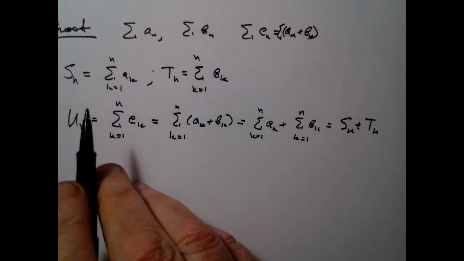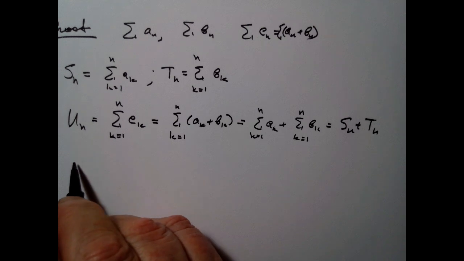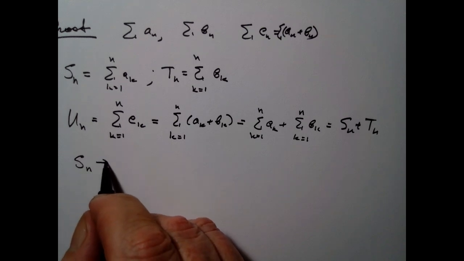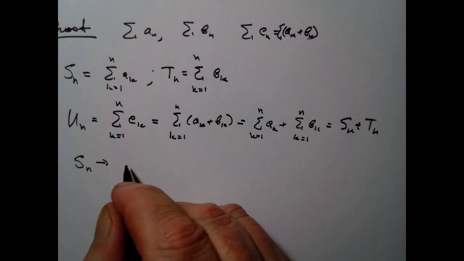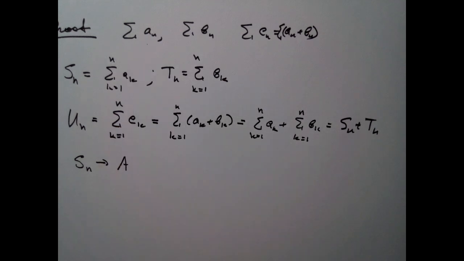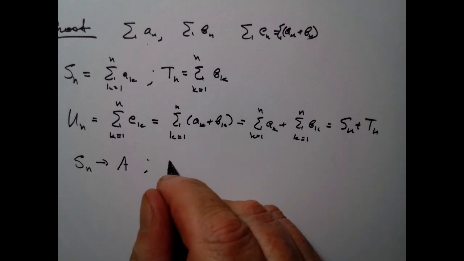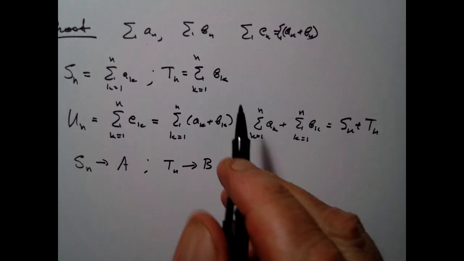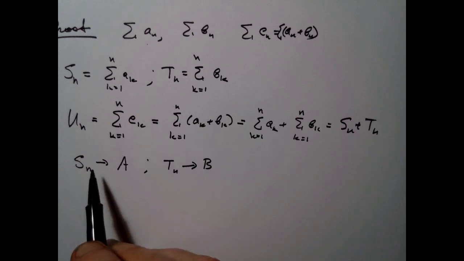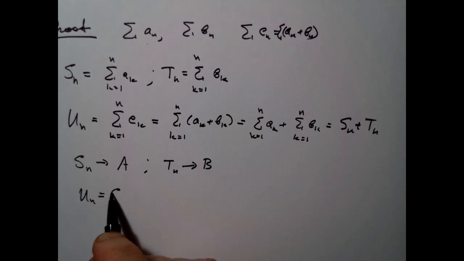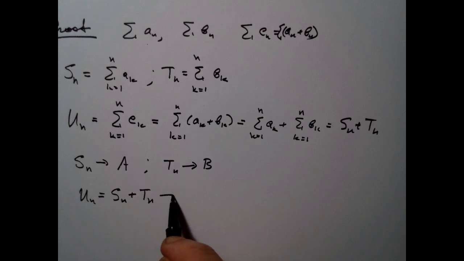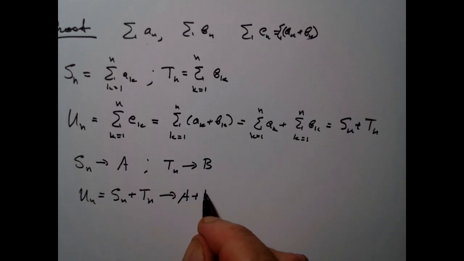And what I hope you do know, from the part about sequences that we studied, is that if Sn converges to A, which means that this series converges to A, and if Tn converges to B, which means that this series converges to B, then Un, which is equal to Sn plus Tn, converges to A plus B. Again, at this point it's all trivial, but I want to emphasize that I'm using the theorem about convergence of the sum of the sequences.